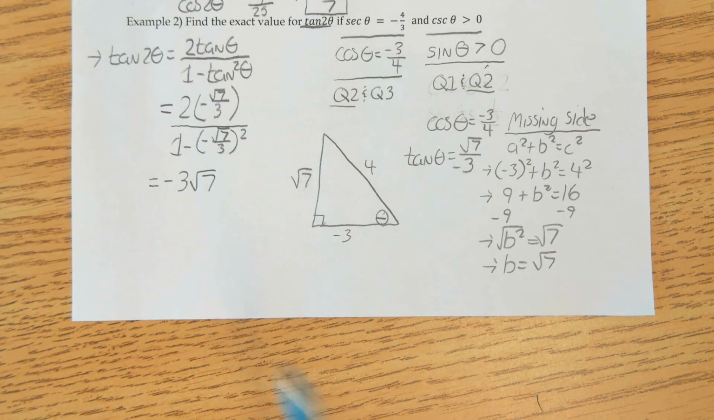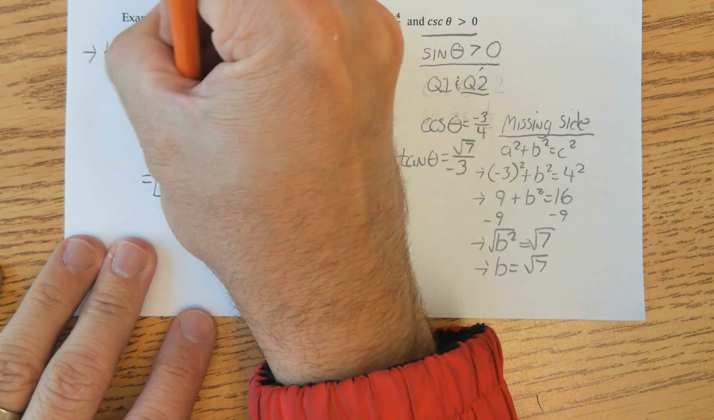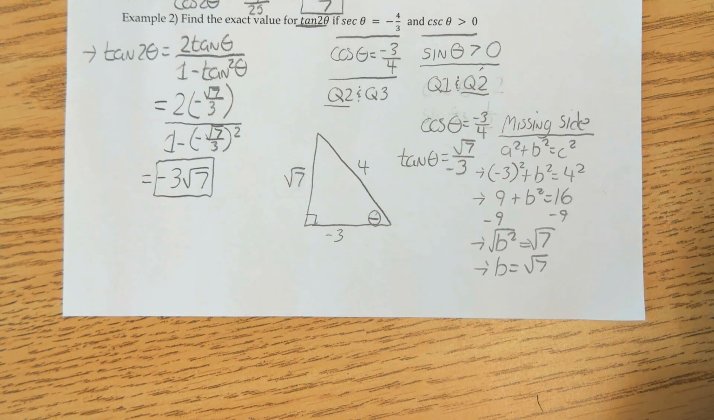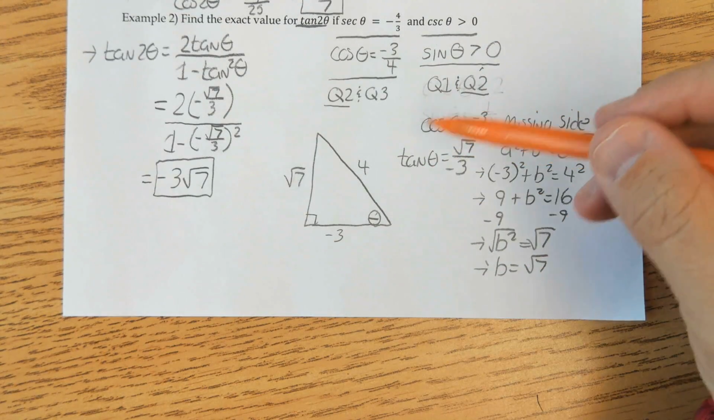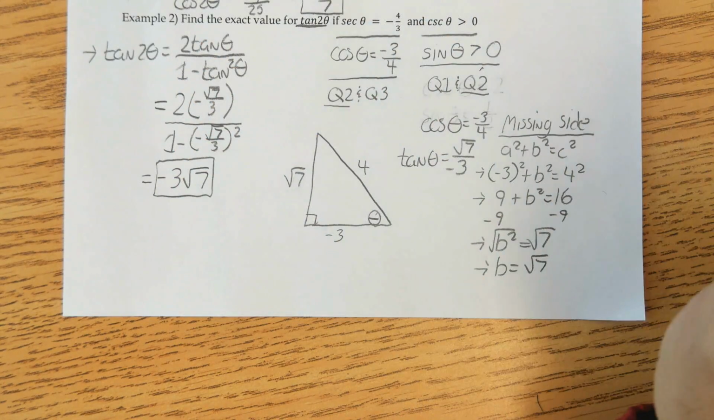So guys, there you have it. That covers evaluating double angle identities. I hope this video helped. Again, it's all about really knowing where your triangle falls, labeling it, finding sine, cosine, tangent, and then plugging it into your double angle formulas.